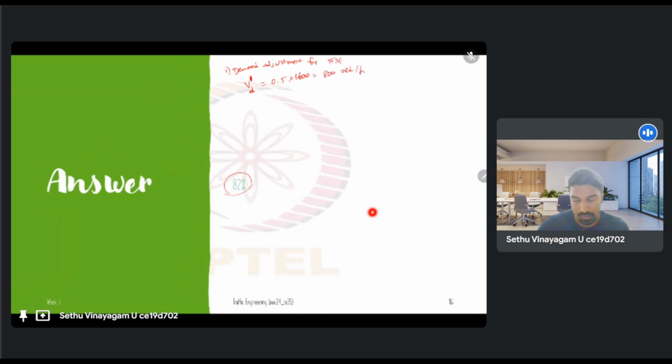Why is this? Because 1600 is the demand in both directions together, and we know the directional split is 50-50, which means 800 in one direction and 800 in the opposite direction. The opposite direction original flow is also 800 vehicles per hour, so both directions carry equal flow. This needs to be adjusted for the PTSF calculation.